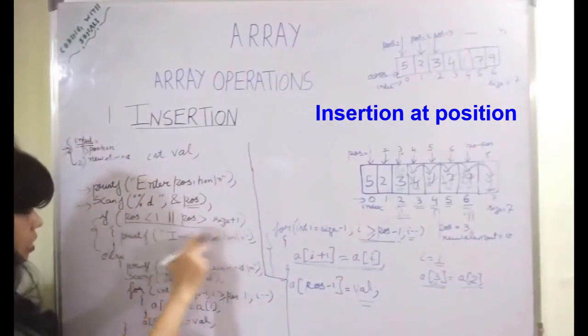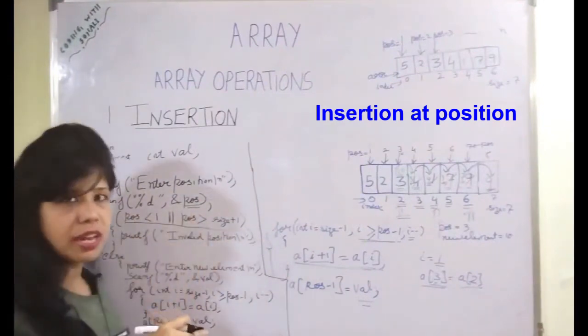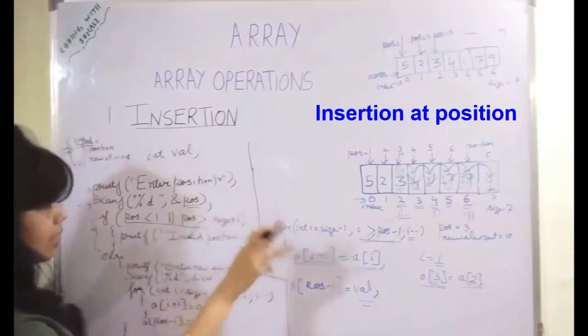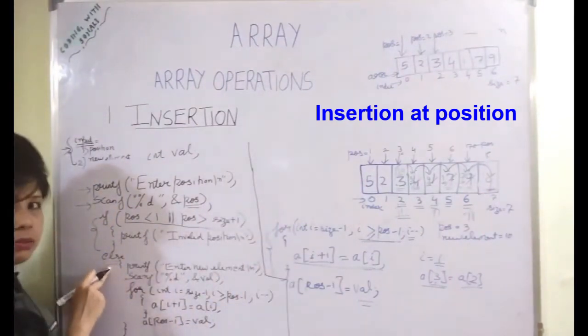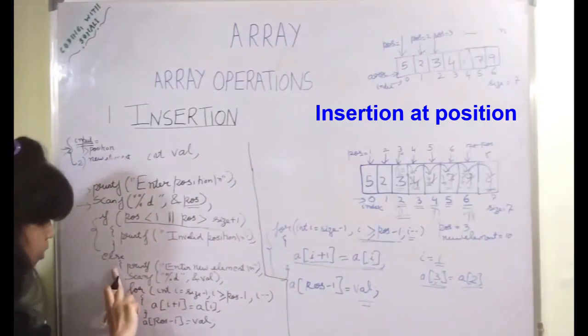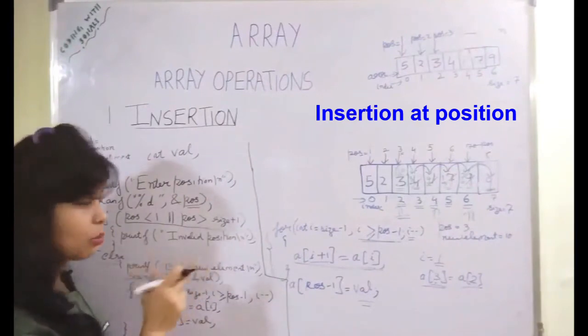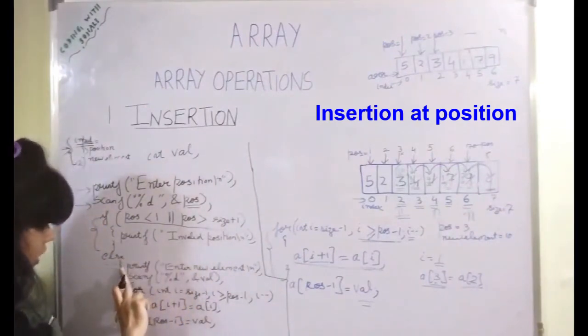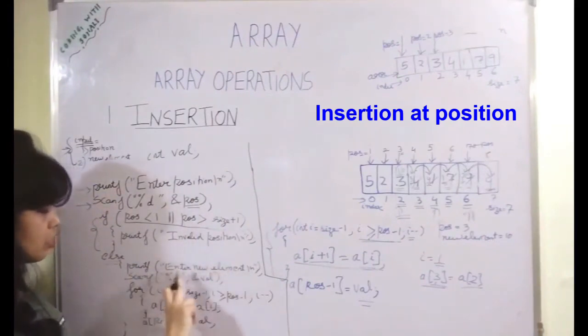Now, if this is not satisfied, well and good, that means the position which the user has entered is a valid position, then the control goes to the else block. In the else block, we will try to insert the element. We have to make sure the position is valid, and only then I have run this instruction in else.